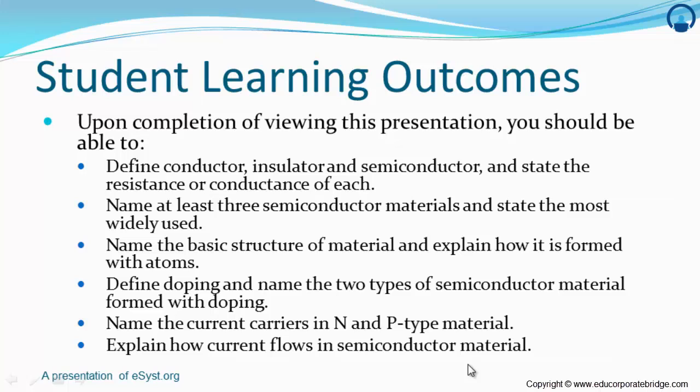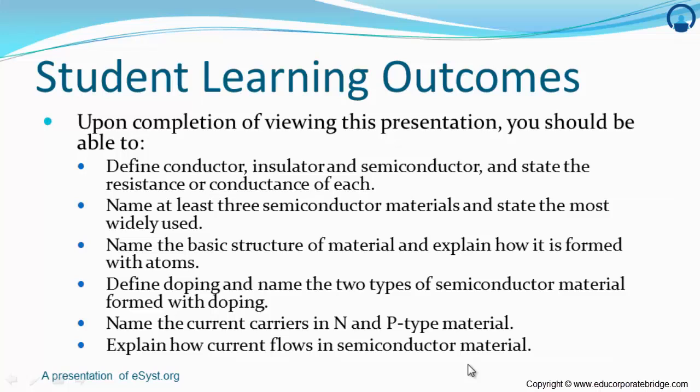The next point is, define doping and name two types of semiconductor material formed with doping. So what do we mean by doping? Doping is a technical word for the addition of impurities. The impurities here can be in the form of phosphorus or boron. The addition of phosphorus and boron leads to different kinds of material, which can be either p-type or n-type. As the course proceeds, we will see how doping is done, what the advantages are, what the structure of the material is after doping, and which material makes a p-type or n-type.